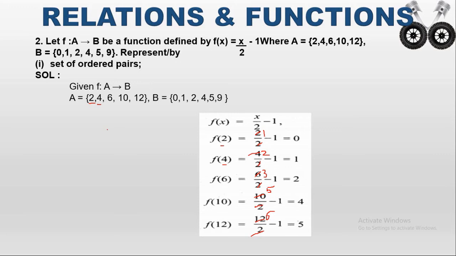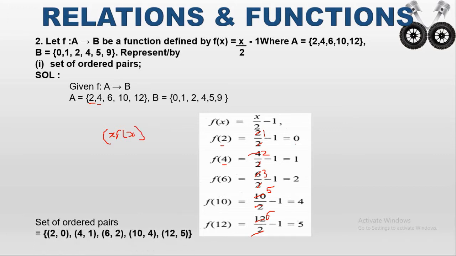Now we have to write the ordered pairs. What is the ordered pair? You have to write the pair x comma f of x. What is the x value? Here the x value is 2. If x value is 2, then f of x value is 0. So 2 comma 0. If x value is 4, what is the f of x value? It is 1. So 4 comma 1.